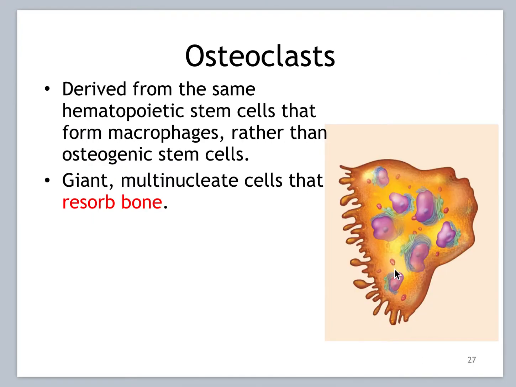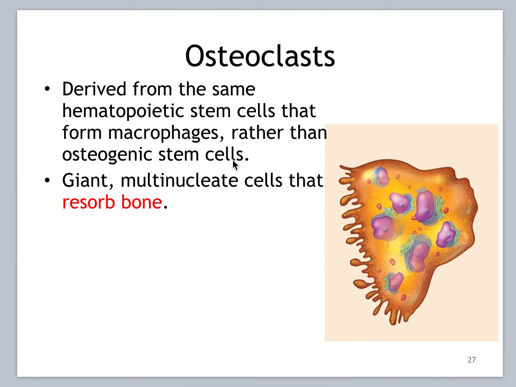Osteoclasts are another type of cell found in the bones. These are not from the same source as osteogenic cells, osteoblast cells, and osteocyte cells. These develop from hematopoietic stem cells. Hematopoietic means the stem cells that produce the blood. So these come from the cells that produce blood, specifically the macrophages, which is a form of white blood cell.